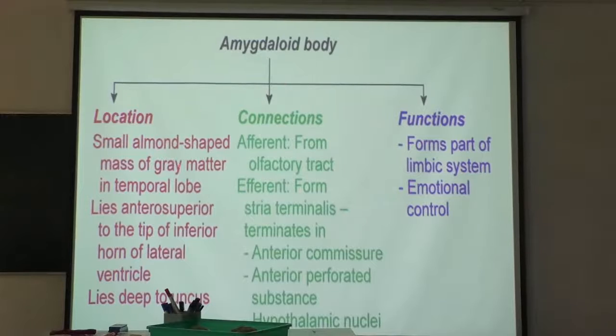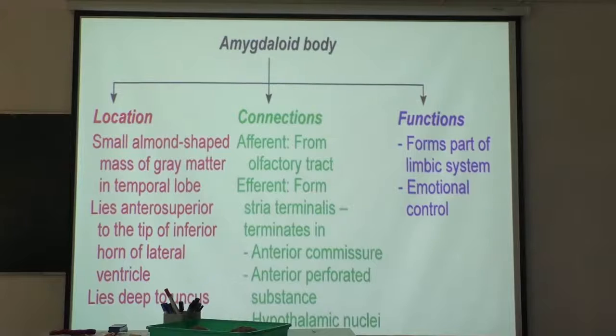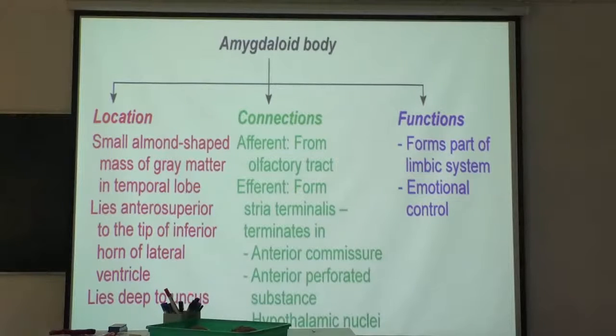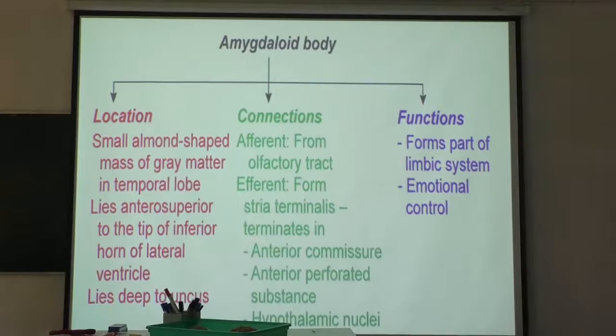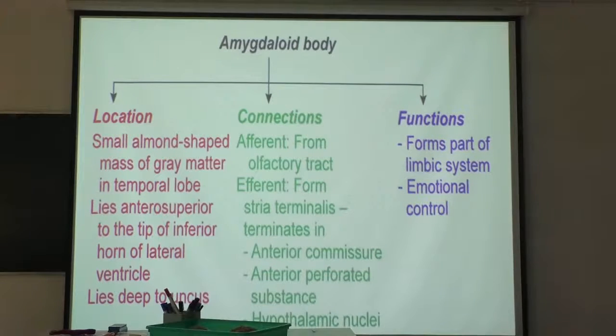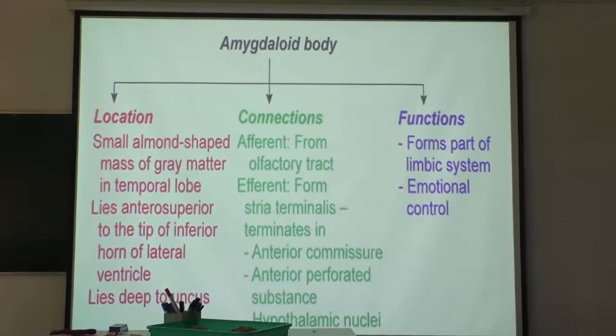So amygdaloid body, location: small almond-shaped mass of grey matter in the temporal lobe, lies antero-superior to the tip of inferior horn of lateral ventricle, lies deep to the uncus. What are the connections? Afferent fibers are coming from olfactory tract. Efferent from the stria terminalis, terminates in anterior commissure, anterior perforated substance, and hypothalamic nucleus. Functions: it forms part of limbic system and helps in emotional control. Okay, understood?